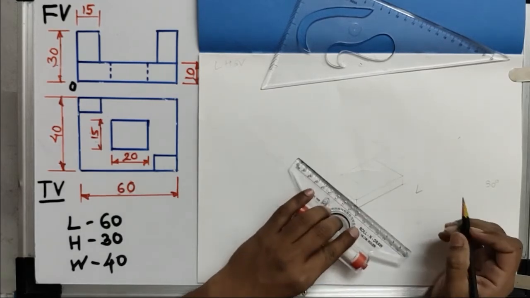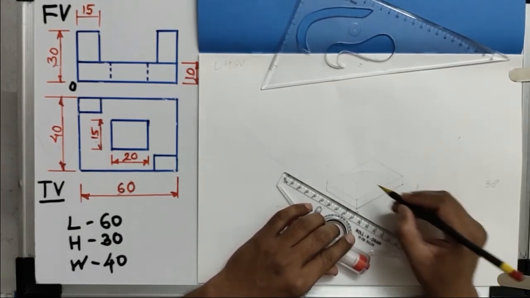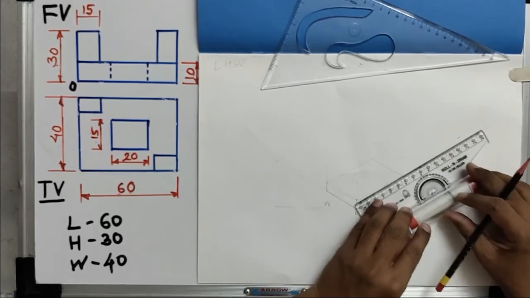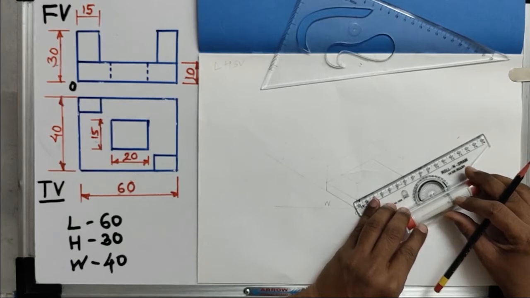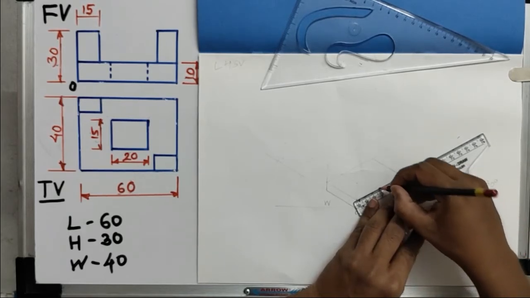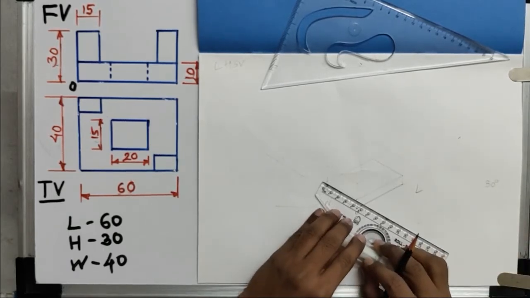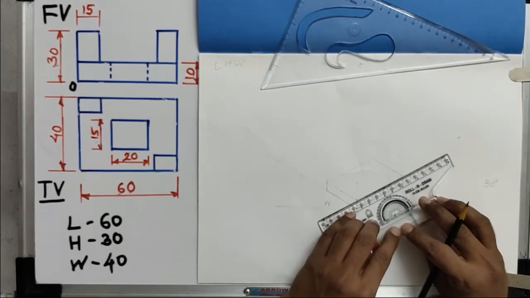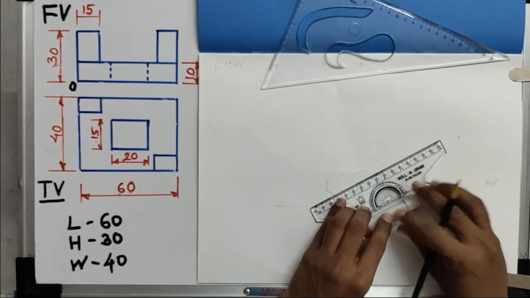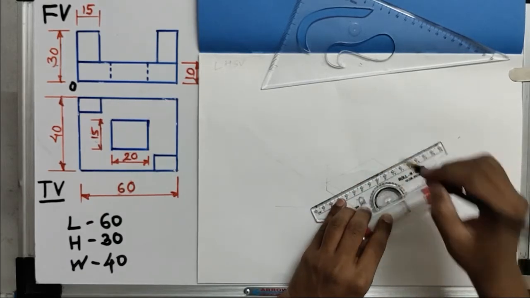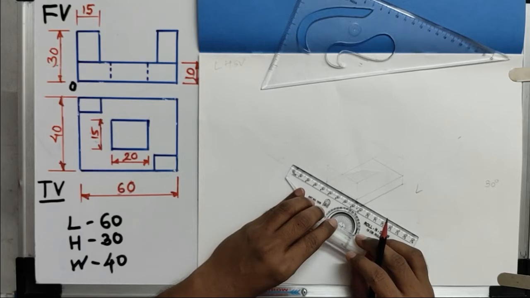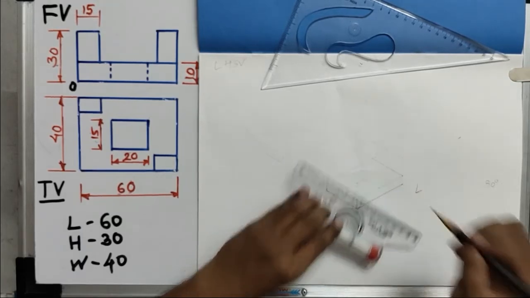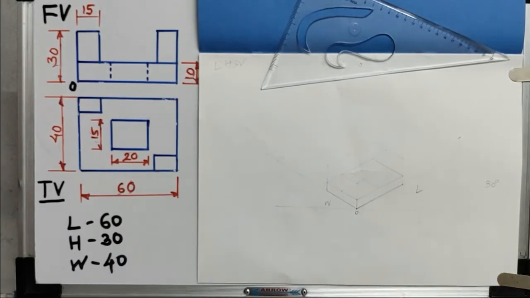So what we have to do is take the midpoints of these two opposite sides, or locate the center point of the object. The length is exactly 60 mm, so at 30 mm I will represent the first point, and the width is 40 mm, so exactly at 20 mm I will represent the midpoint. From that we draw the parallel lines, so that we can represent the midpoint with a very faint continuous line. Now this is the center point of the object.